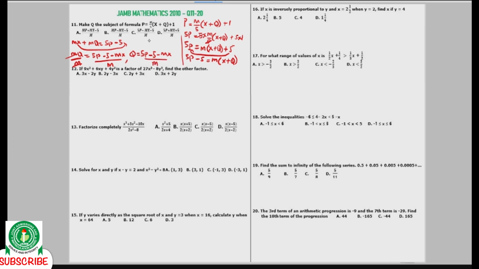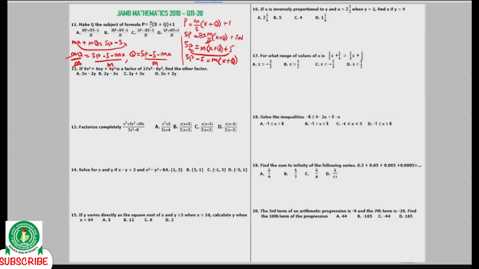Now when you look at the options very well, we have option A, mp plus mx minus 5. It can't be this one because this one has plus. The sign on the numerator here is minus, true. This one is minus, true, but this one is mp minus mx. So the M here has ruled out these options. But when you look at this, we have 5p minus mx minus 5.